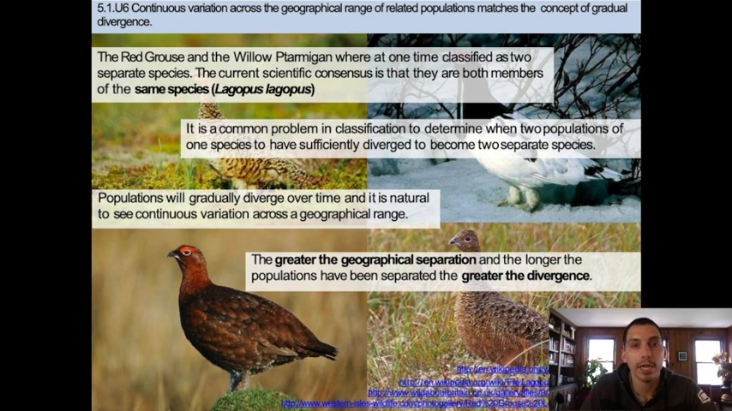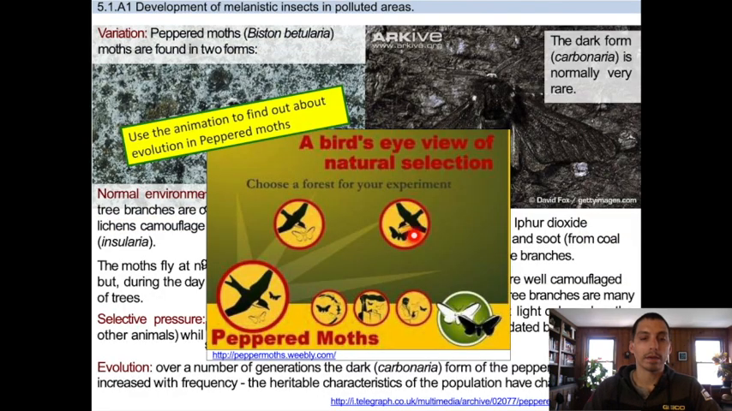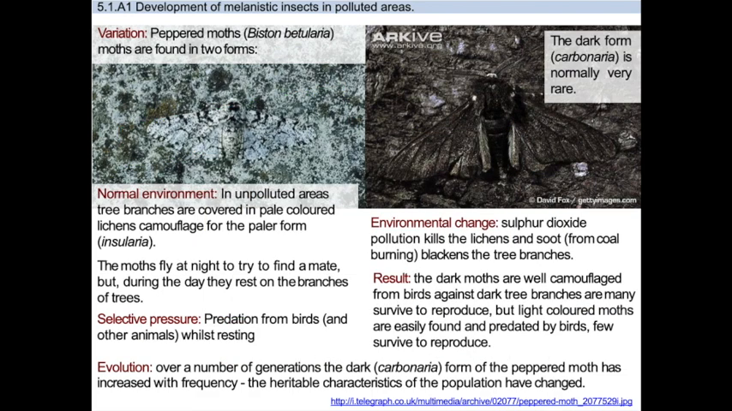So that continuous variation, the fact that there is variation within a population, even across a geographical range, is going to cause some difficulty in determining whether or not things have speciated, but it is also one of the driving factors behind speciation. So this animation, if you go to this animation on a browser that can run Flash, is a really good example of evolution in action in peppered moths in the UK around the time of the Industrial Revolution. They actually saw the changes in the moths.